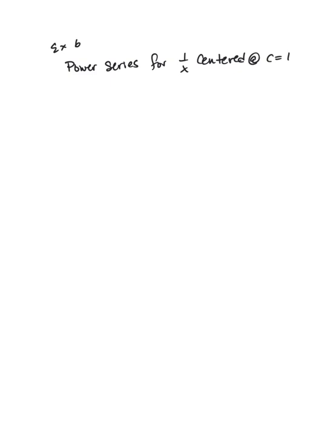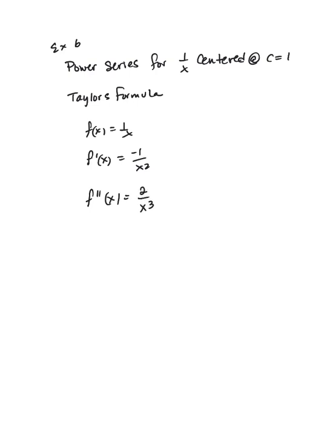Okay, this is a more difficult problem. We have the power series for 1 over x centered at c equals 1. Okay, first I'm going to do this the long way by generating it by using Taylor's formula. So we have f of x, 1 over x, right? F prime of x, negative 1 over x squared. F double prime, 2 over x cubed. F triple prime, negative 6 over x to the 4th.